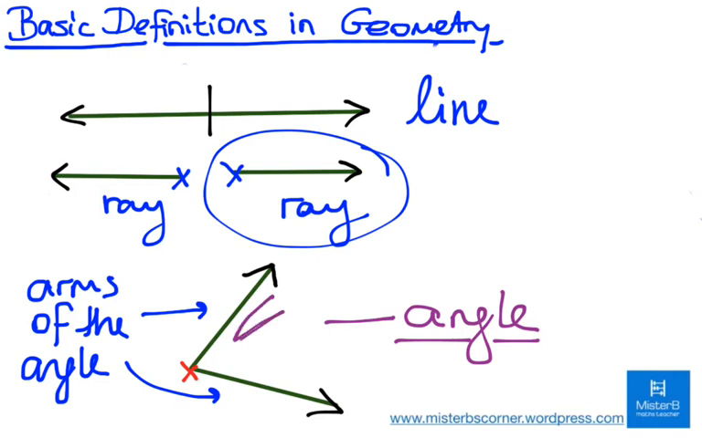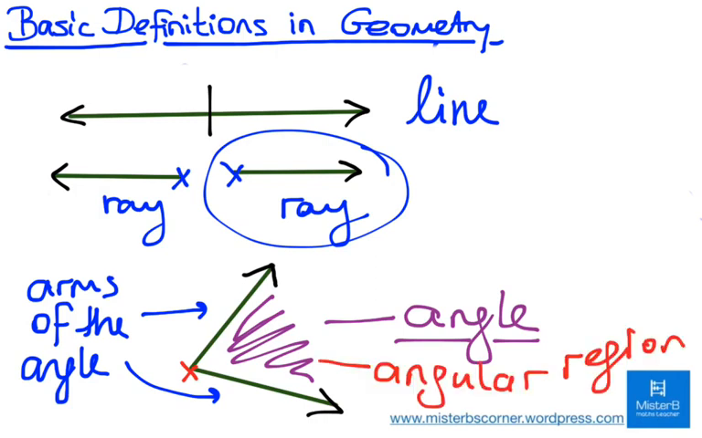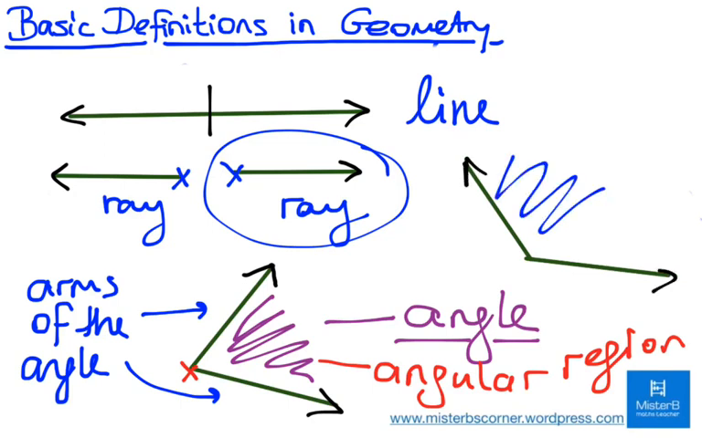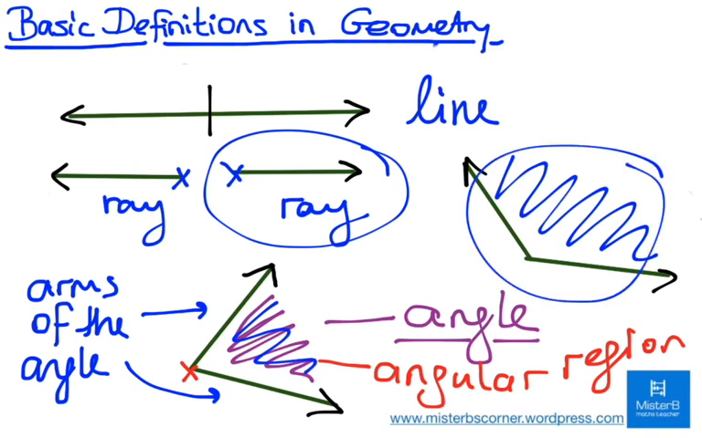Now you can see that there is this region in between the arms of the angle, which we call the angular region. And obviously, some angles will have more angular region. You can compare this angular region with this, and obviously this angular region is more than this one. So just because there is this comparison of angular regions being more or less, of course we need to quantify it. We have to know the measure of this angular region. So the angle measures arise from here.